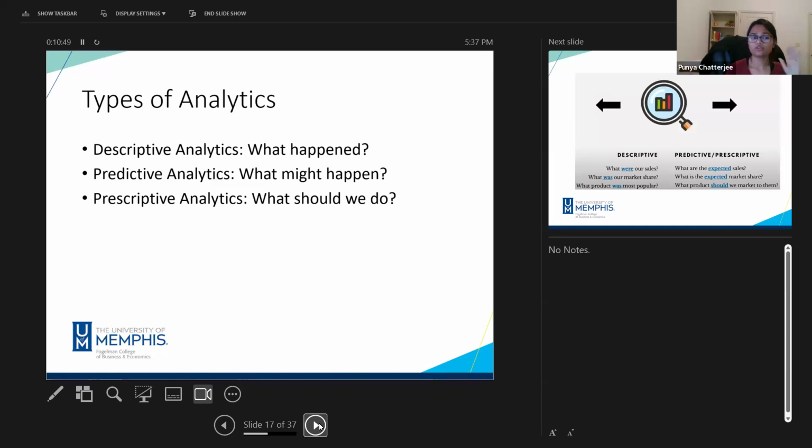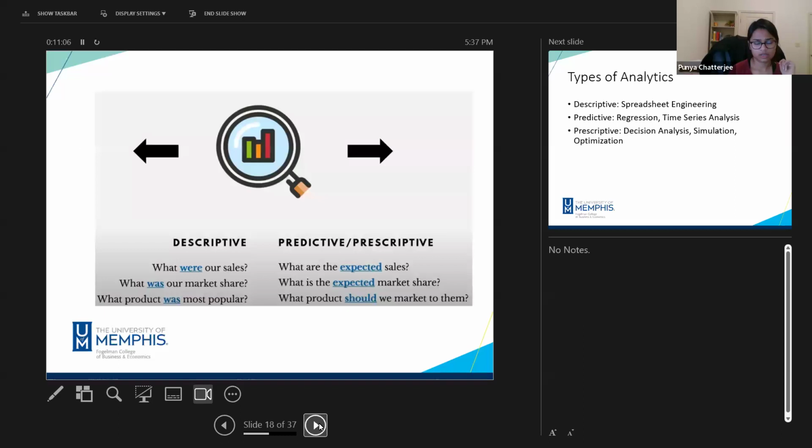So in this class, we are going to focus on predictive and prescriptive analytics. Predictive analytics tells you what might happen, and prescriptive analytics tells you what we should do given that we know what might happen. So you see, that's going to be another step up. Here is an example of different kinds of analytics.